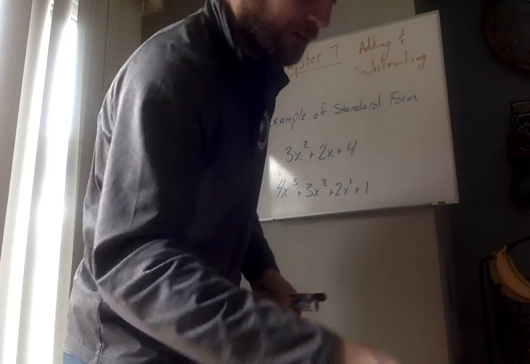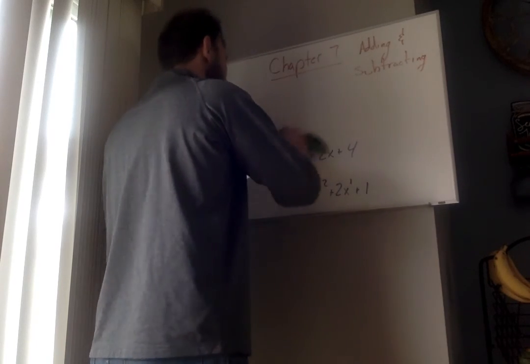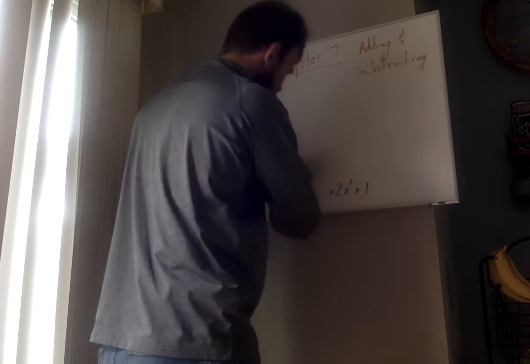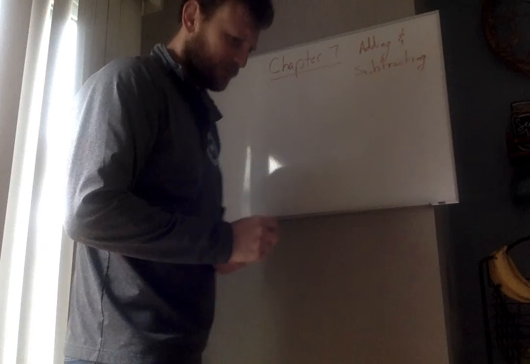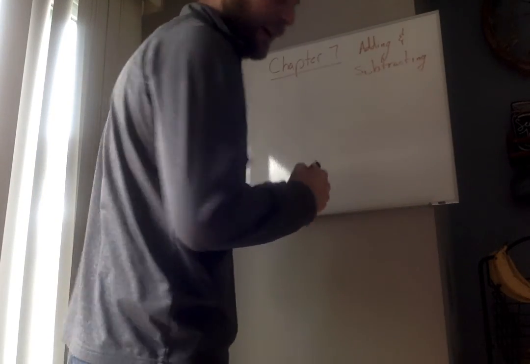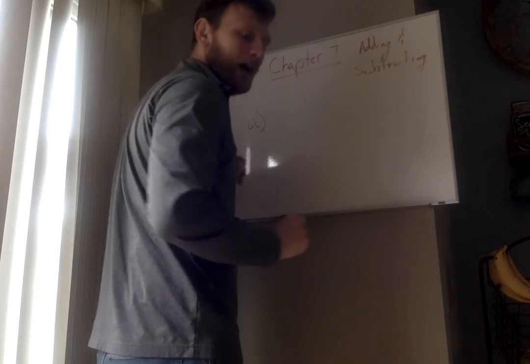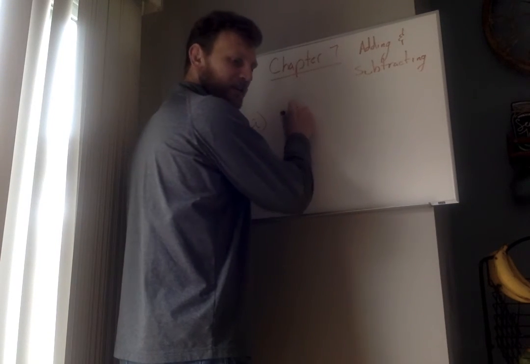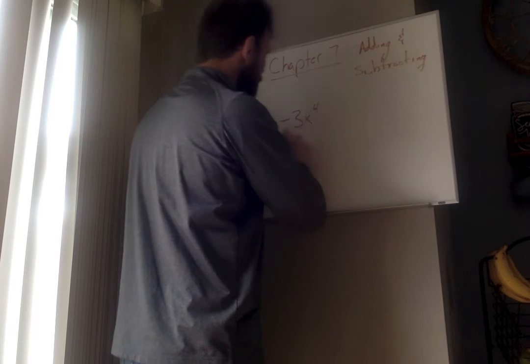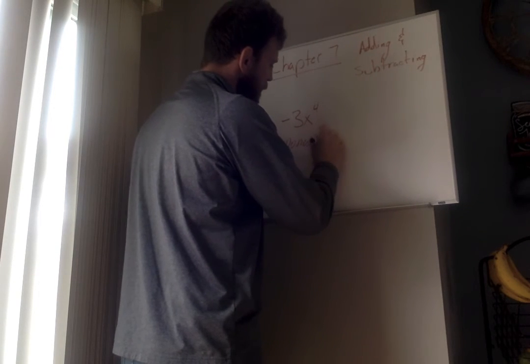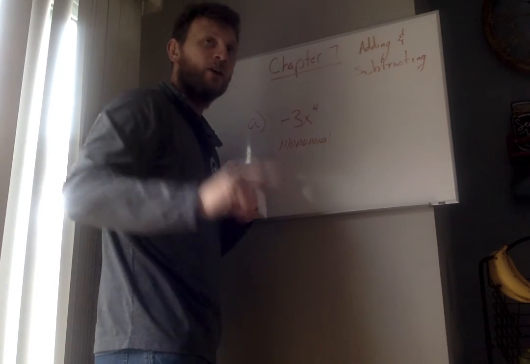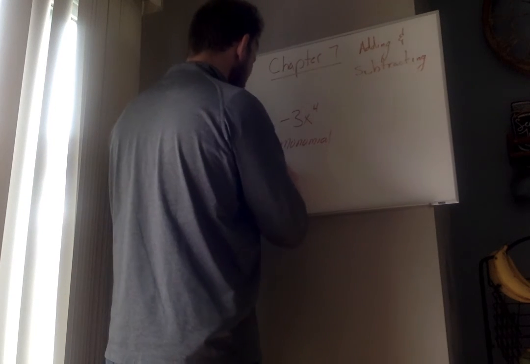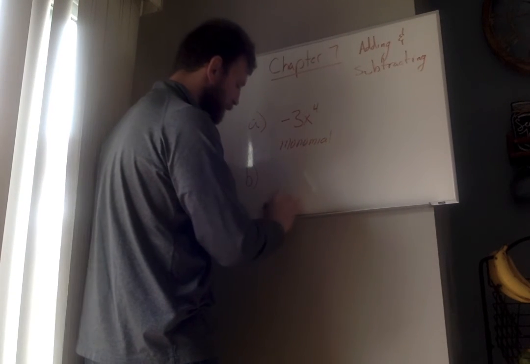All right, now let's flip over to the other side. And what we're going to do is we're going to classify them as monomial, binomial, trinomial, and polynomial. And we're going to put them in standard form. So A is what? We have one term. It's negative 3x to the fourth. This is a monomial. Now let's go to B. How many terms do we have? 2. Very good, Mason. So it's a binomial.